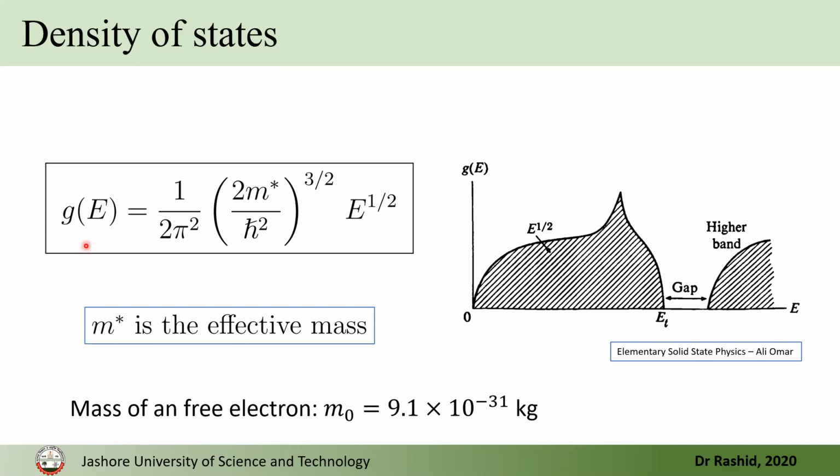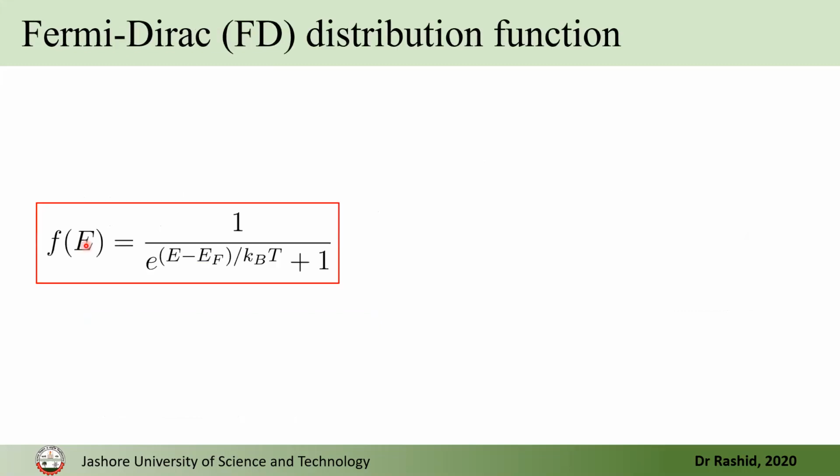So density of states gives us the idea of how many states there are in a particular energy range. But we also need to know the probability of these states being occupied. For that, we will use the Fermi-Dirac distribution function. We know that electrons are fermions, so this distribution function gives the probability of a state being occupied by an electron at a certain temperature T.